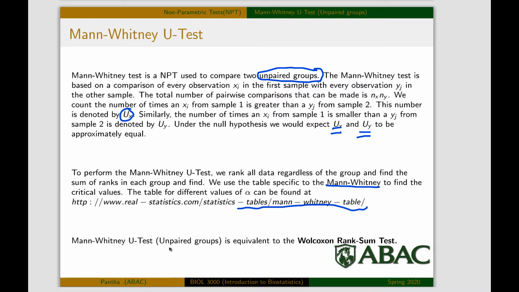The Mann-Whitney U test on unpaired groups is equivalent to the Wilcoxon rank sum test. We will discuss this. Basically, this Wilcoxon rank sum test we can find in R. Maybe we'll be able to find the Mann-Whitney U test in R, but I haven't looked for it. You can look if you want to. But the Wilcoxon rank sum test we can find in R for the unpaired groups.